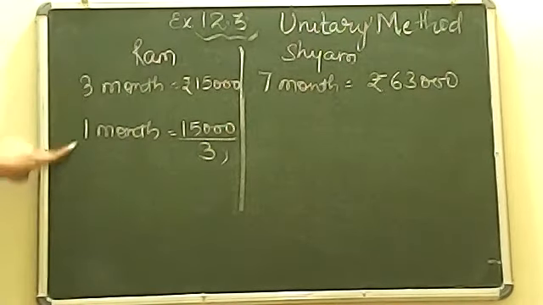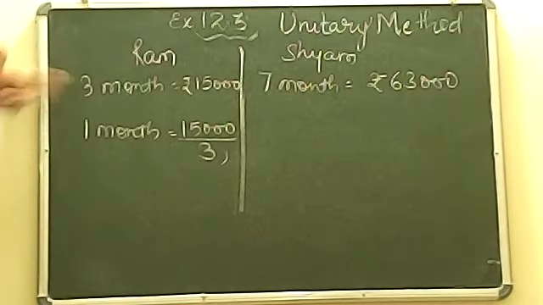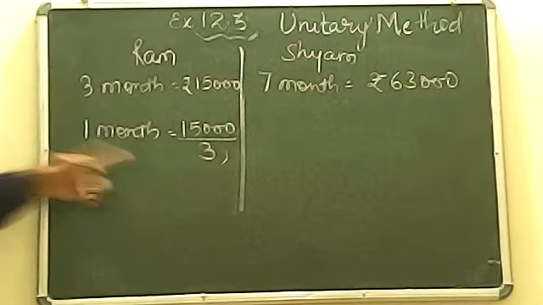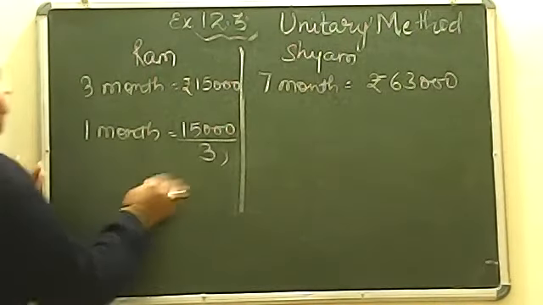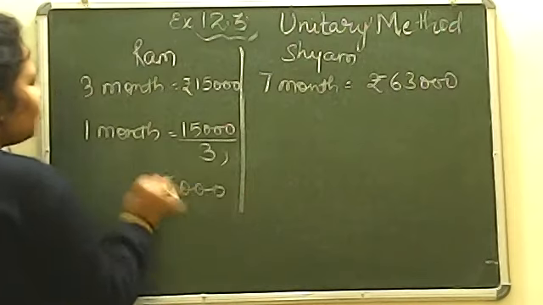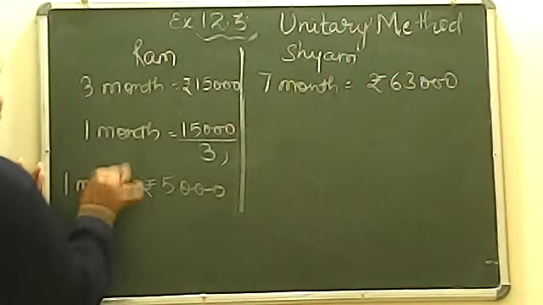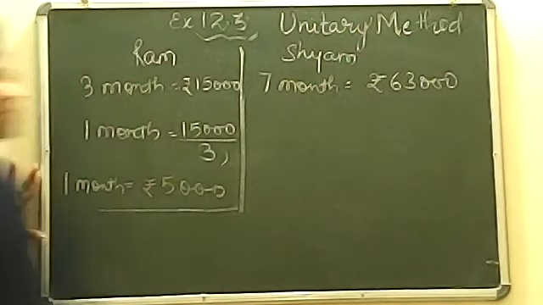3 month का दिया था, 1 का निकाल रहे. That means many to 1. 3 are more and this is 1. So many to 1 divide. So we have divided. We are getting 5,000 rupees per month. It means he is earning in 1 month 5,000 rupees.